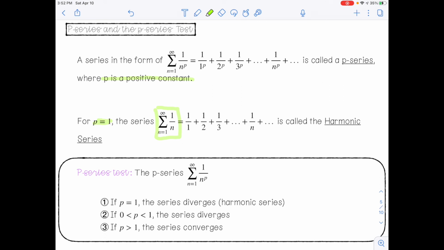So like the sum of 1 over n squared from 1 to infinity, or the sum of 1 over n to the 3.25 power, that's going to converge. But something like 1 over n to the 0.5 power or the 0.75 power, that's going to diverge every single time. So if you recognize it as a p-series and you remember the p-series test, you can automatically state whether it's going to converge or diverge.